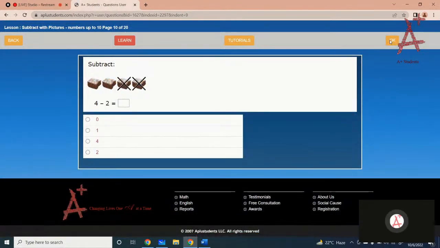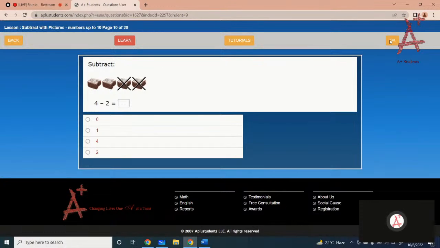Okay, you have 4 brownies. Out of them, 2 are crossed out. So how many brownies are you left with? When you start with 4, take away 2, you are left with, count the ones that are not crossed out.